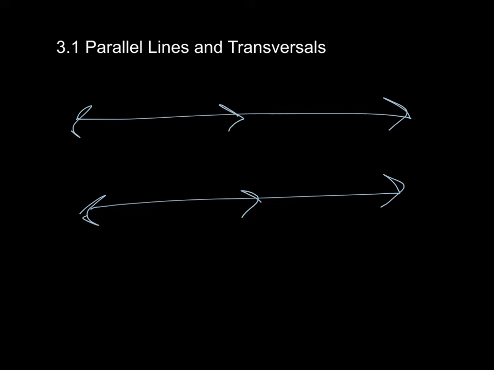A line that intersects two or more lines, such as parallel lines in this case, is a transversal. Transversal. So when two parallel lines are cut by a transversal, several pairs of congruent angles are formed. And congruent means what? Equal, that's right. So let's go ahead and number these angles.